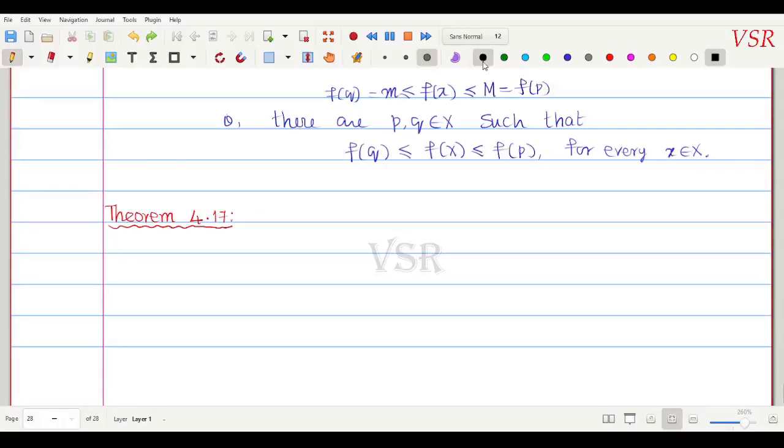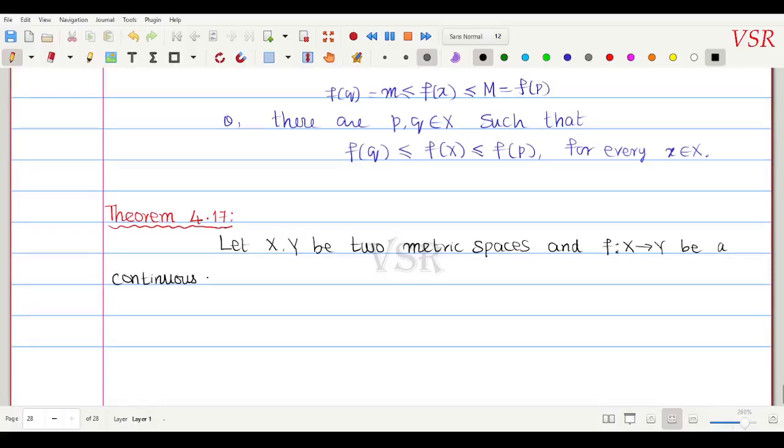So the statement is like this: let capital X, capital Y be two metric spaces, and f is a function from X to Y. Okay, be a continuous one-one function.